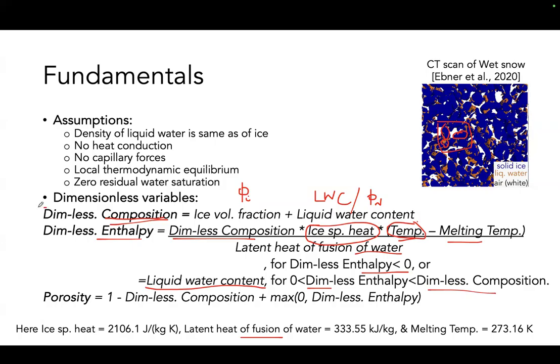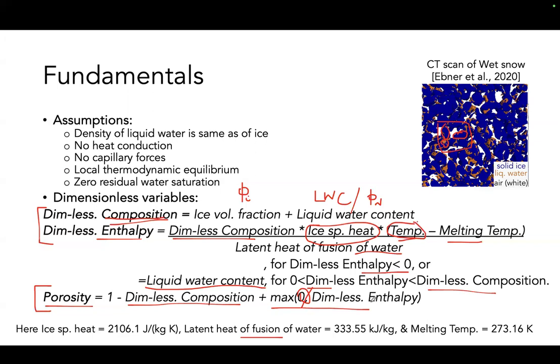Next, I have also mentioned the porosity, but it's not a conserved variable. Porosity is something we deal with regularly. Porosity can be written as 1 minus dimensionless composition plus maximum of dimensionless enthalpy and zero. So in cold regions, this is just 1 minus dimensionless composition as enthalpy is always negative. But in temperate region, this term will be smaller. So it will be 1 minus composition plus dimensionless enthalpy.